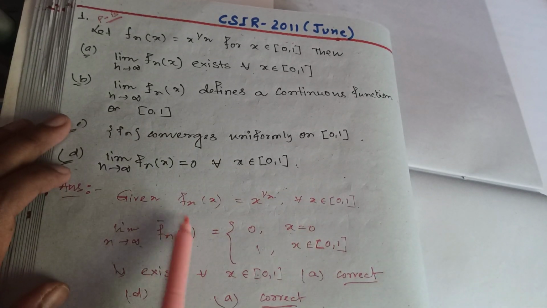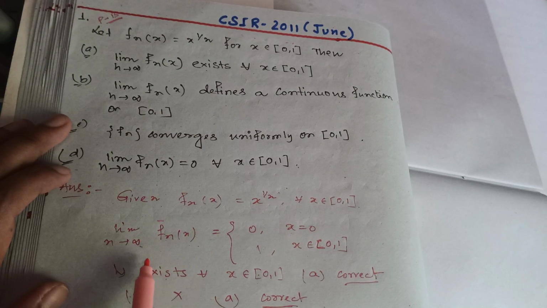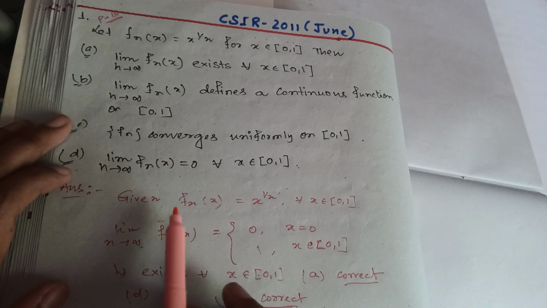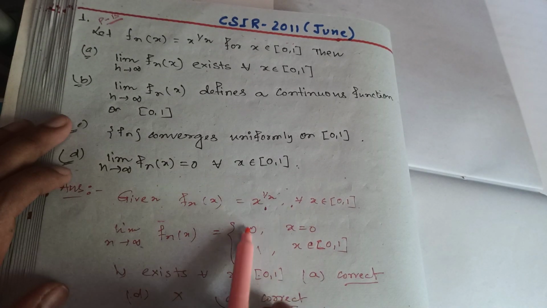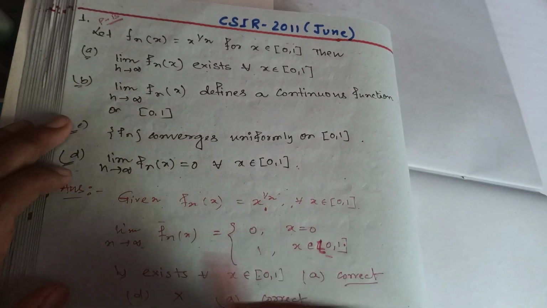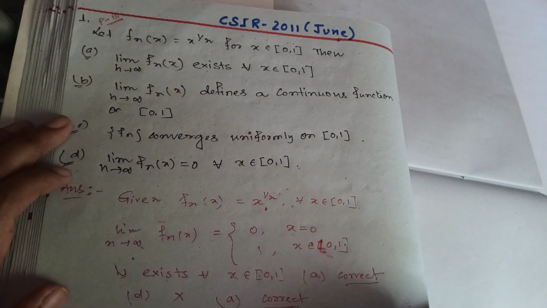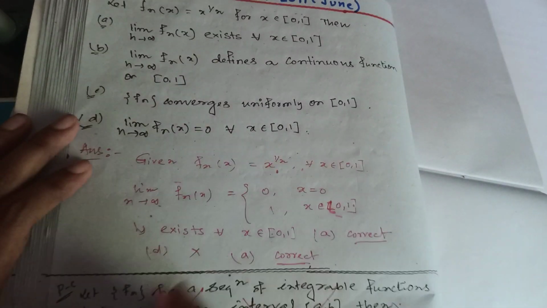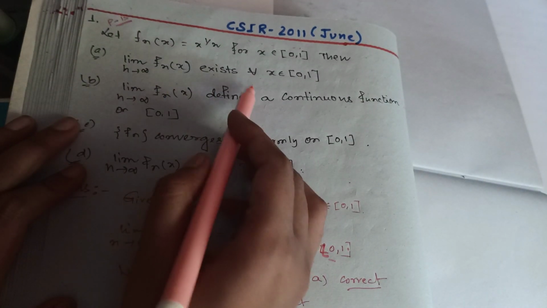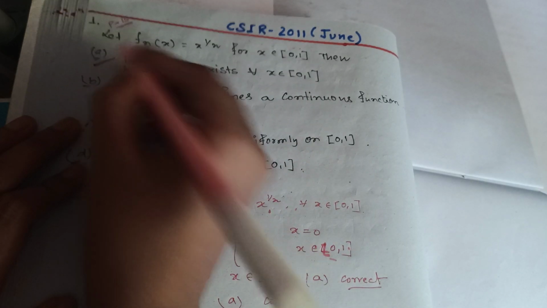Okay, so here first we find the limit of the function, that is, the limit as n tends to infinity of f_n(x). When x equals 0, f_n(0) equals 0, and when x belongs to the open interval (0,1), the limit as n tends to infinity of x^(1/n) goes to 1. So the limit exists. The first option says the limit exists for all x in [0,1], so obviously the first option is correct.